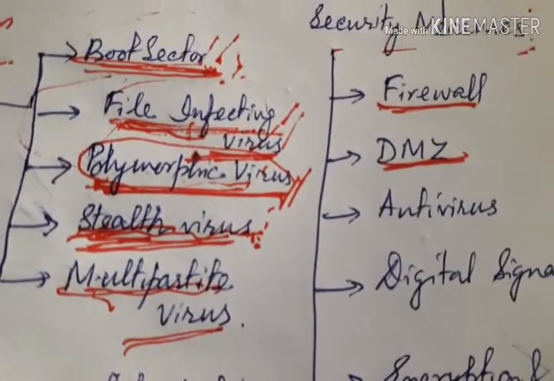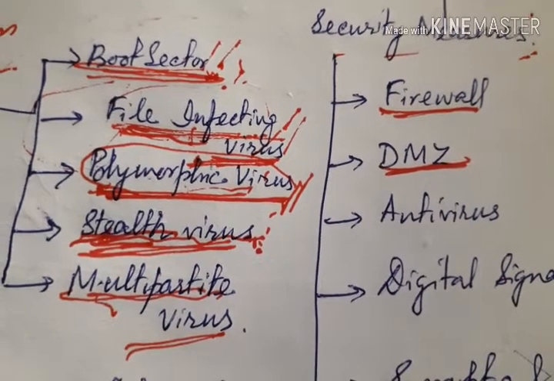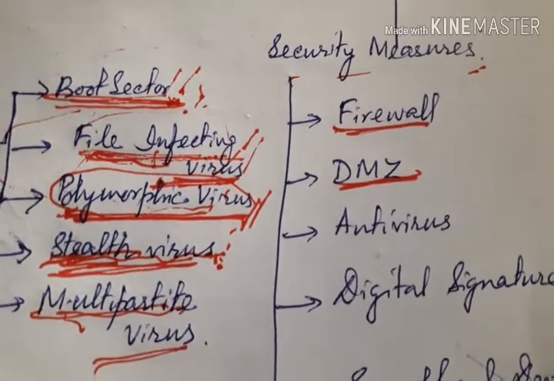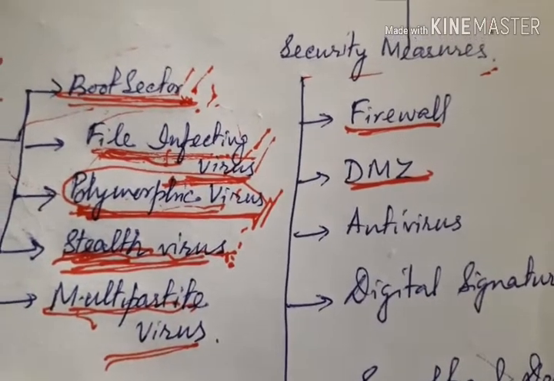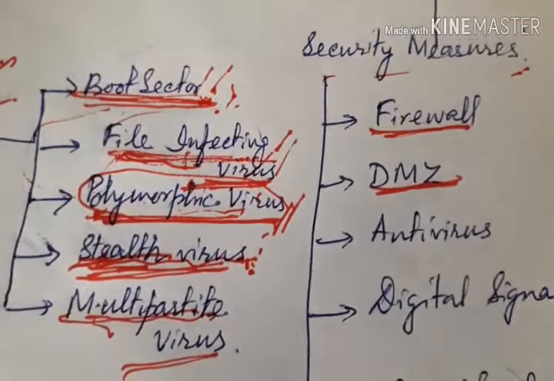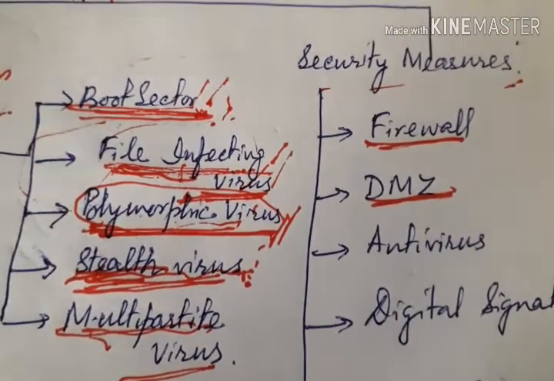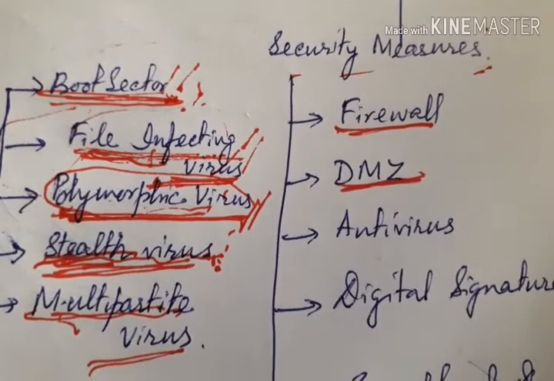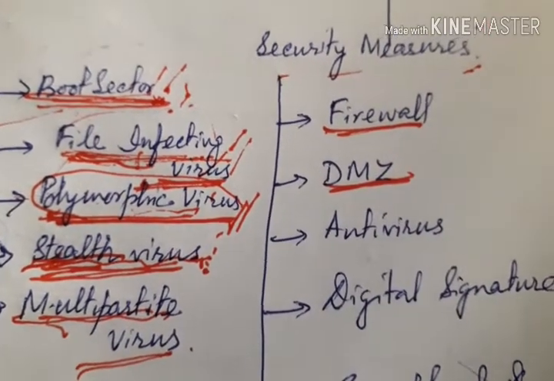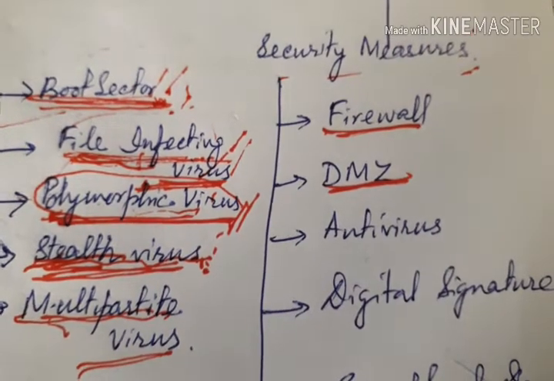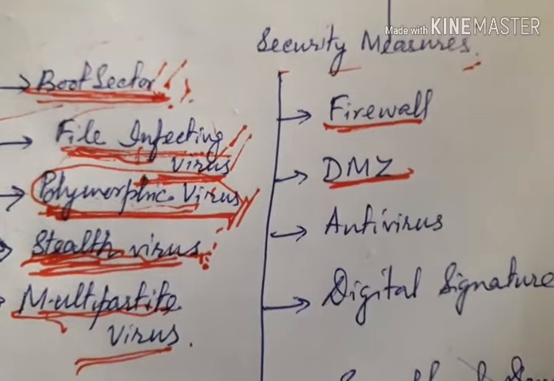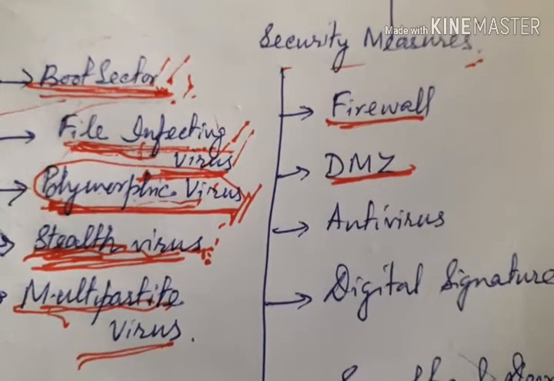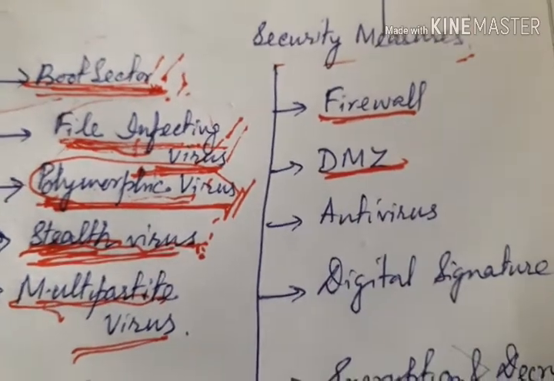Next, the multi-partite virus. The multi-partite virus is the most dangerous type of virus, because it is a combination of polymorphic and stealth virus. That means you cannot detect them, and multiple copies will also be there, and the multi-partite virus also affects the boot sectors as well as executable files within the system. It possesses the features of the polymorphic virus as well as the stealth virus, and consequently it is very difficult to detect. This is the most dangerous type of virus.